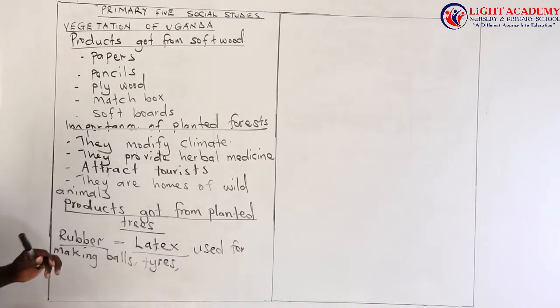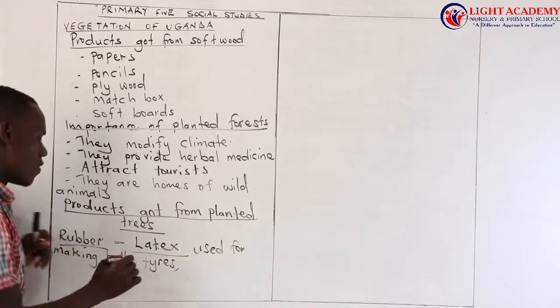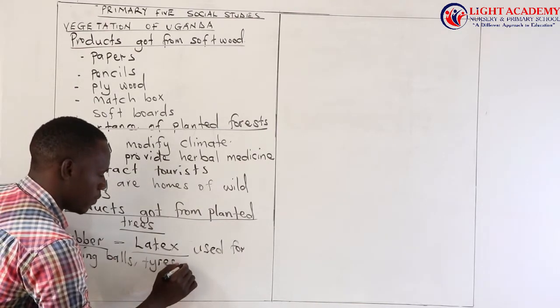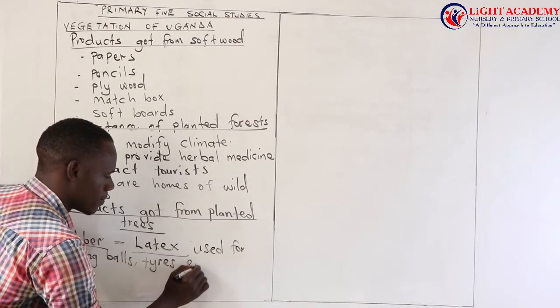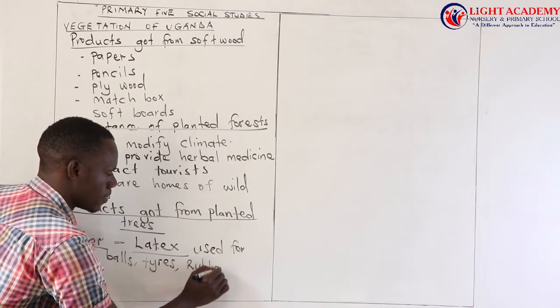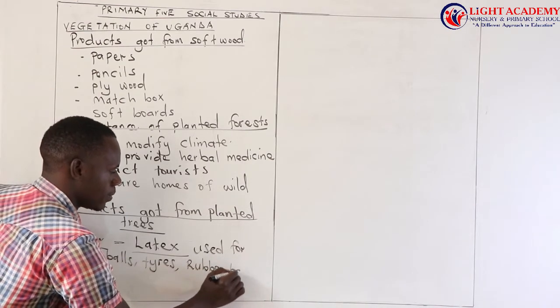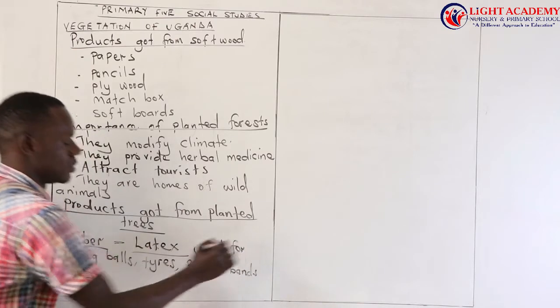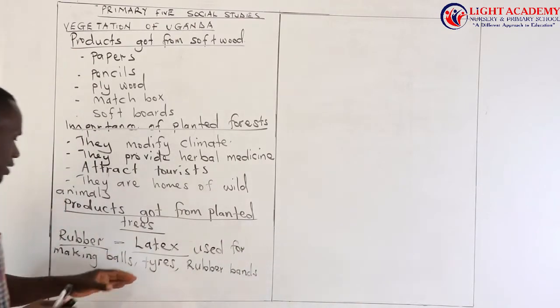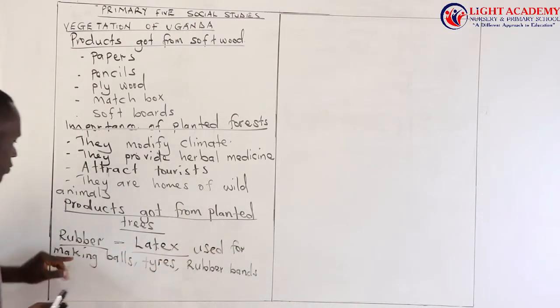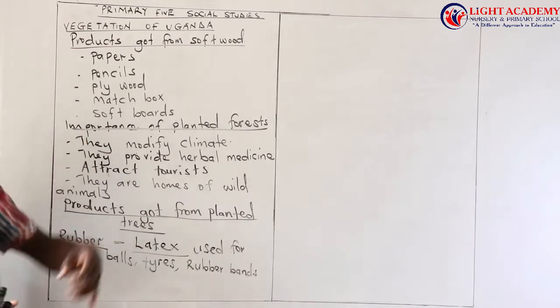Tires. We have also rubber bands. These rubber bands are got from rubber. So they are a product.